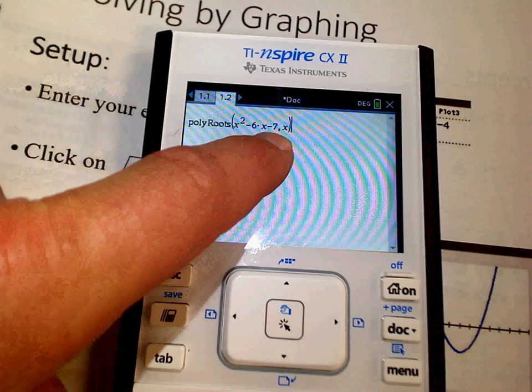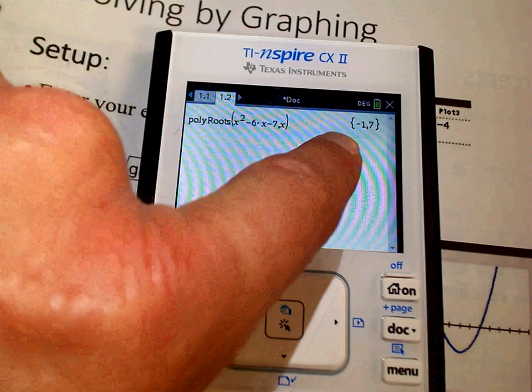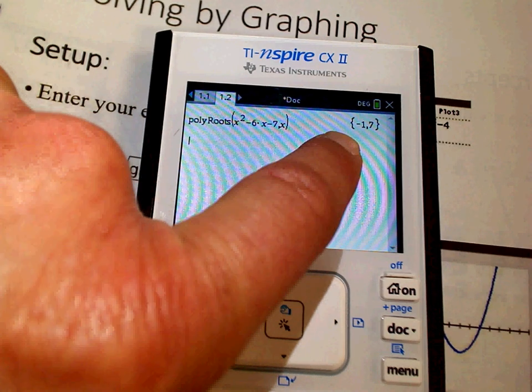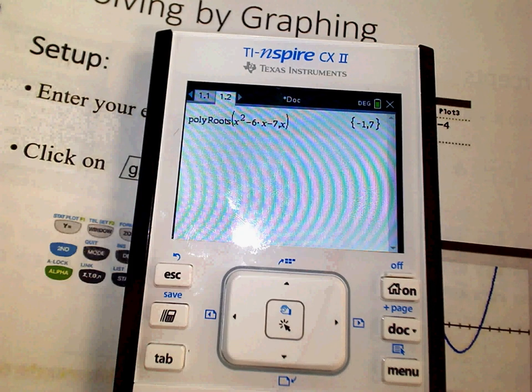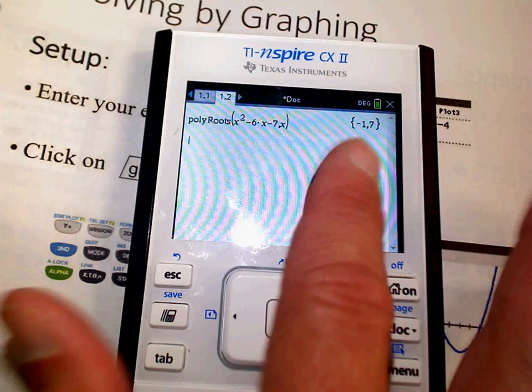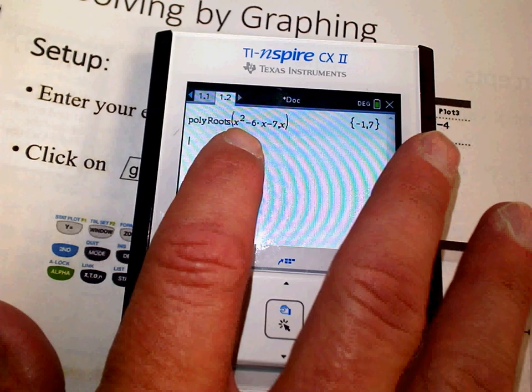There's your polynomial, and there's the argument for x. You hit enter. Looky there: negative 1 and 7. That's also where we already saw it crosses the x-axis. Pretty nice way of getting there, isn't it? This calculator can help you find the solutions through understanding that they are the roots of the polynomial.